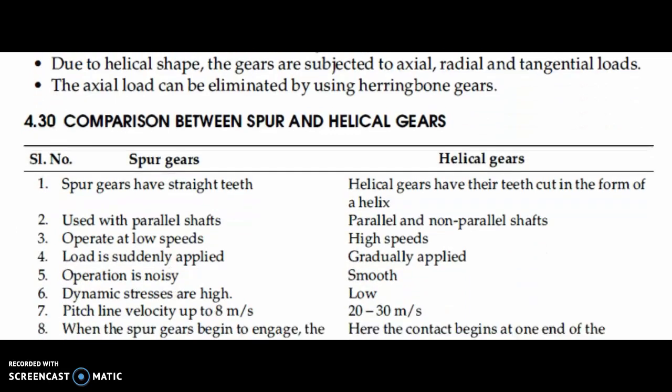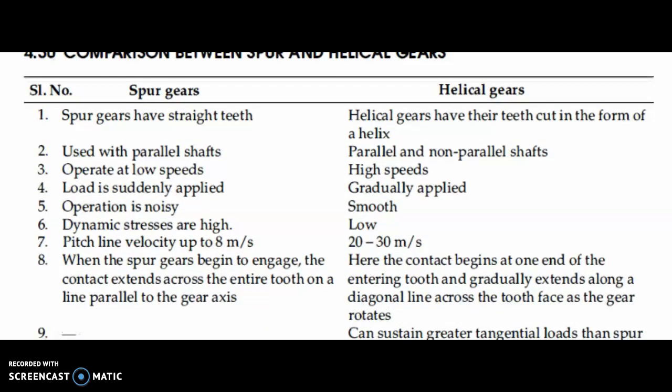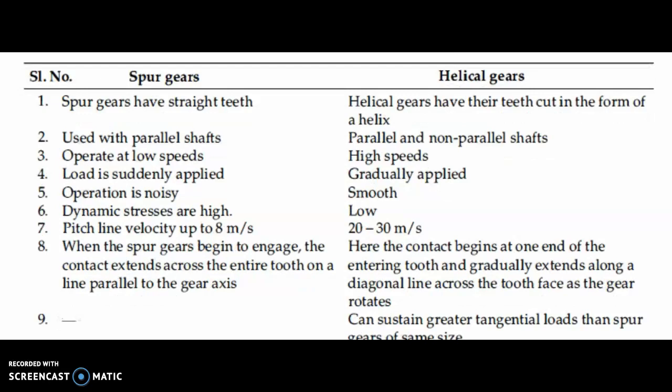Next, comparison between spur and helical gears. We already know what a spur gear is, and now we can discuss the helical gear, so we can compare the two. Spur gears have straight teeth, but helical gears have their teeth cut in the form of a helix. In the spur gear there is a parallel cut; here there is a helix, that is, a helix angle. The spur gear is used only with parallel shafts, but the helical gear can be used with either parallel or non-parallel shafts.